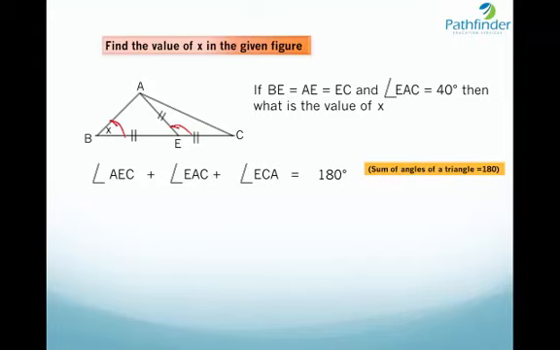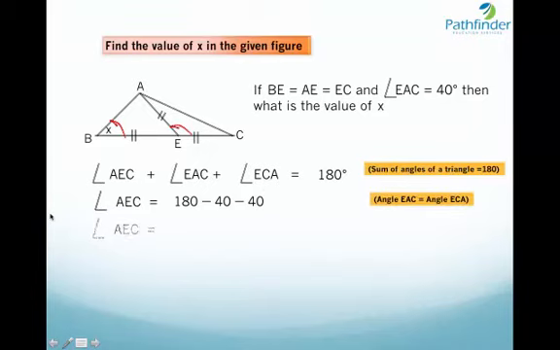Now we already have the value of EAC. So we put the value of angle EAC and angle ECA as 40 degrees. Now this angle EAC and this angle ECA must be equal because they are angles opposite equal sides. Once we substitute the values of angle EAC and angle ECA, we get the value of angle AEC as 180 minus 40 minus 40, because both ECA and EAC are 40 degrees.